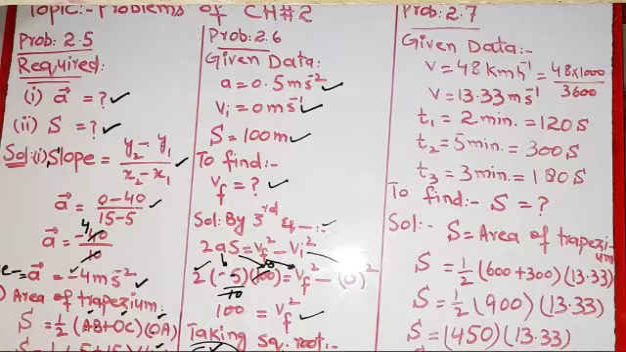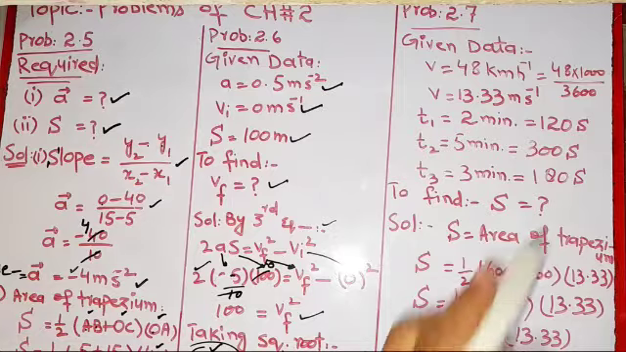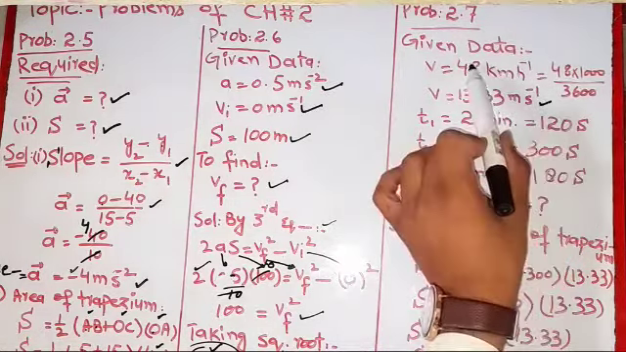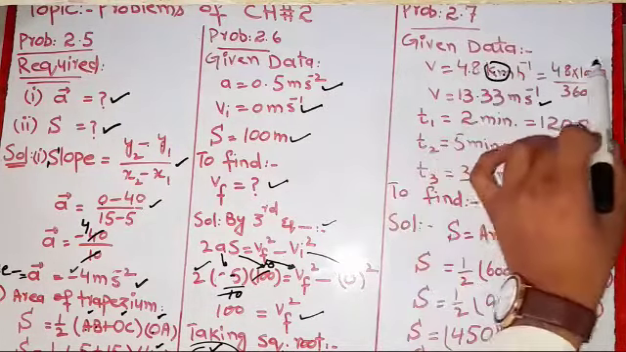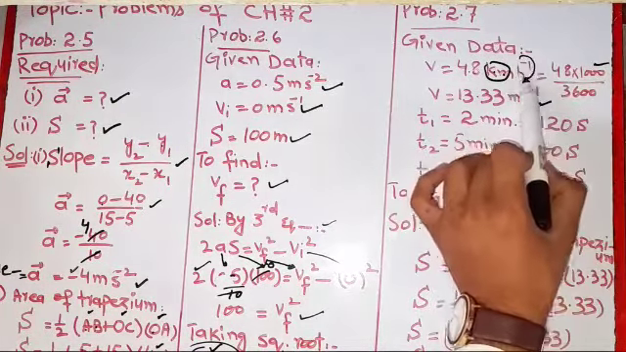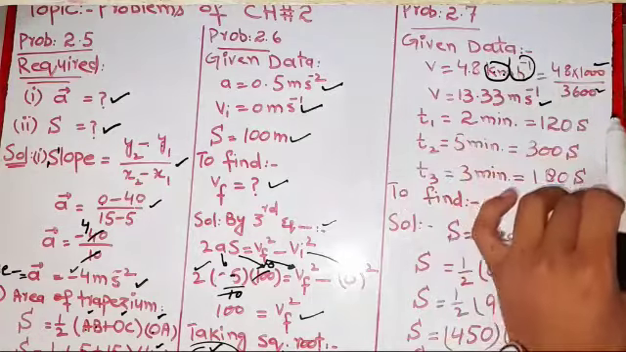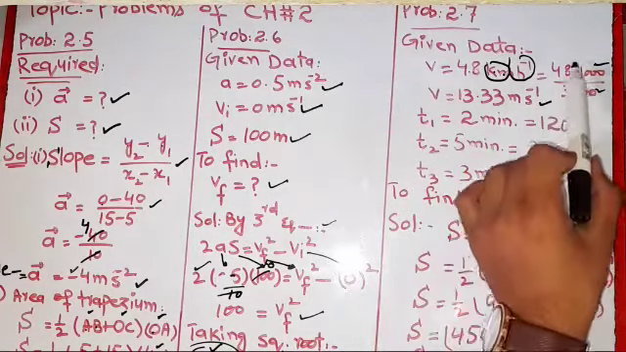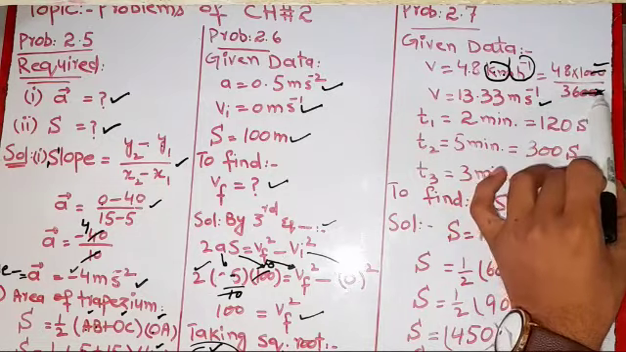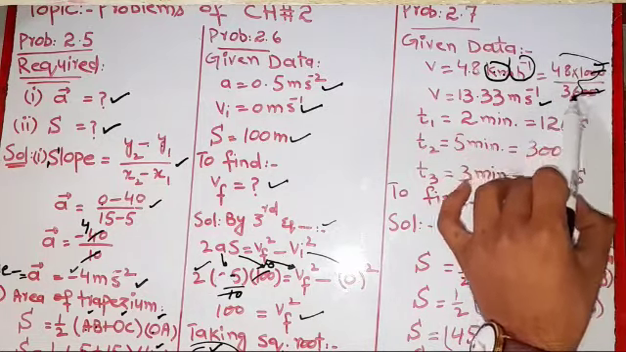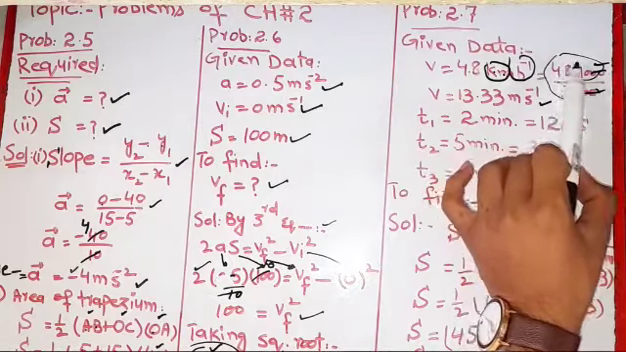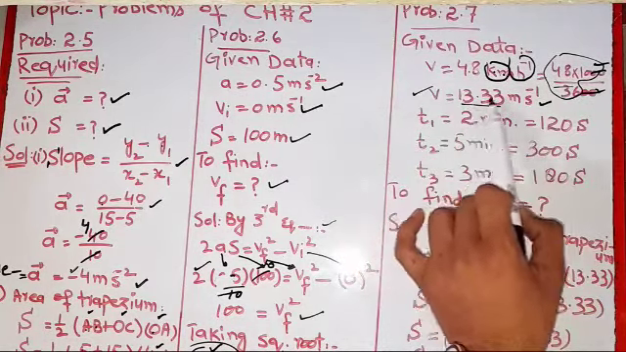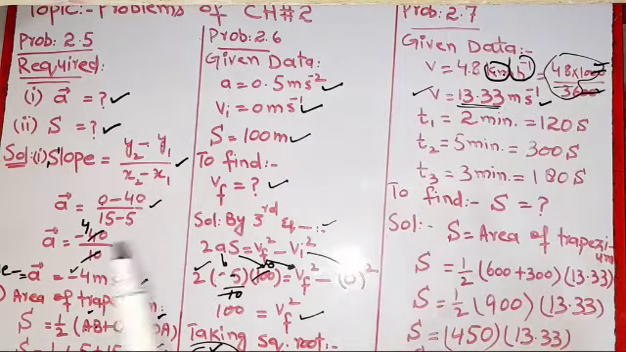As the train moves with velocity 48 km per hour, we will convert it to the SI unit, meter per second. 48 multiplied by 1000 and divided by 3600. You know 1 hour is equal to 3600 seconds. These zeros will be cancelled. We will multiply 480 and divide by 36. The answer will be 13.33 meter per second. This will be your velocity.